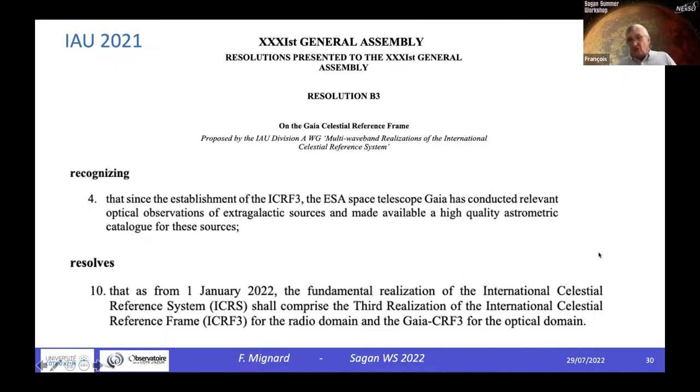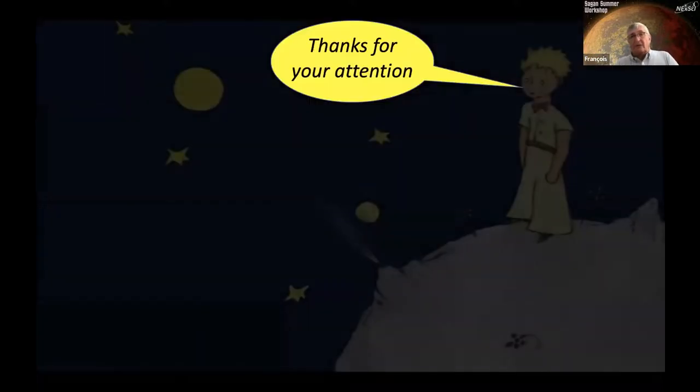So we have reached at this level what people working in this field, Gaia and reference frame, have dreamt for almost 20 years. Since the very beginning of Gaia, I've written a slide explaining that when we have the Gaia frame, we will have to go to the IAU and then redefine what is called ICRF to include both realizations in both wavelength domains.